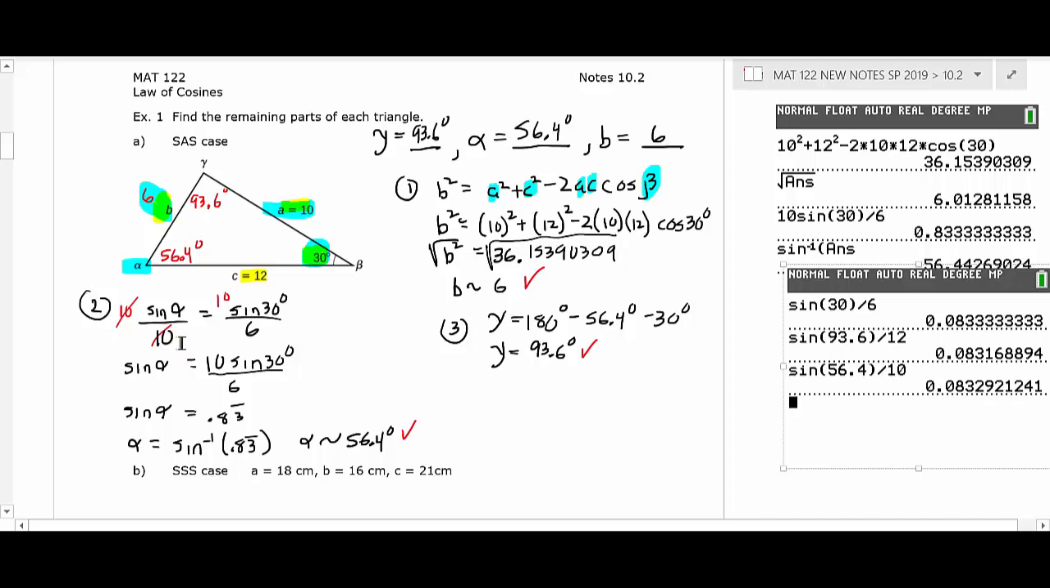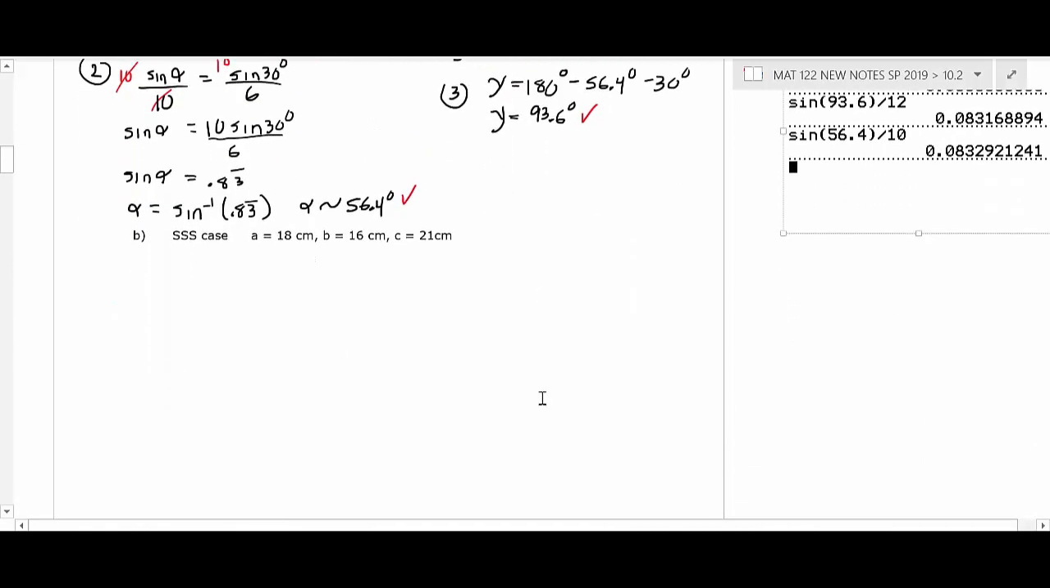Okay, now what we're going to look at is the other case where you can use law of cosines, which is when you're given all sides of a triangle. So I'm going to draw a triangle. You don't necessarily have to do this on this problem. You just know that you're given all sides. I'm just going to label this as alpha, beta, gamma. I don't really care if I'm drawing it to scale or not. So I gave side A is 18 centimeters, side B is 16 centimeters, and side C is 21 centimeters, like that.